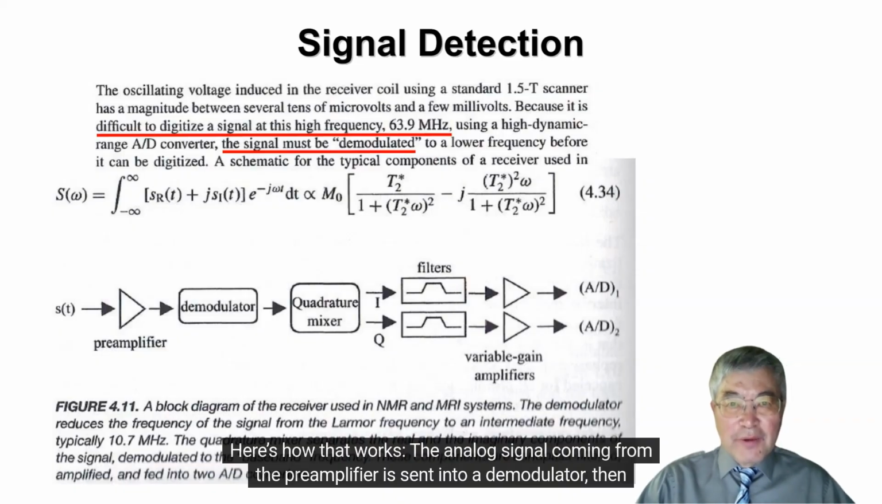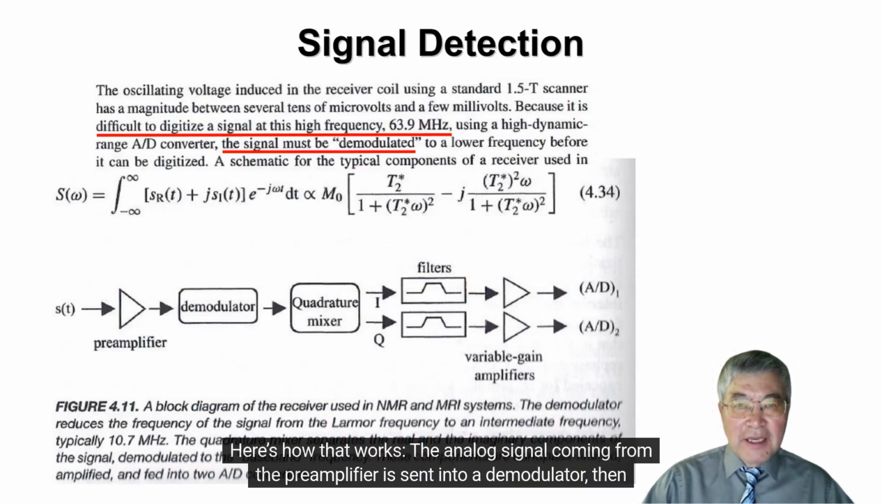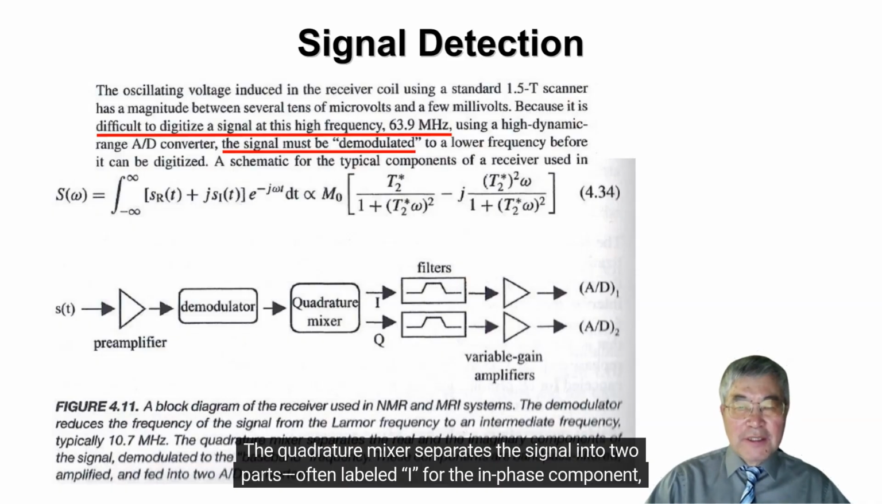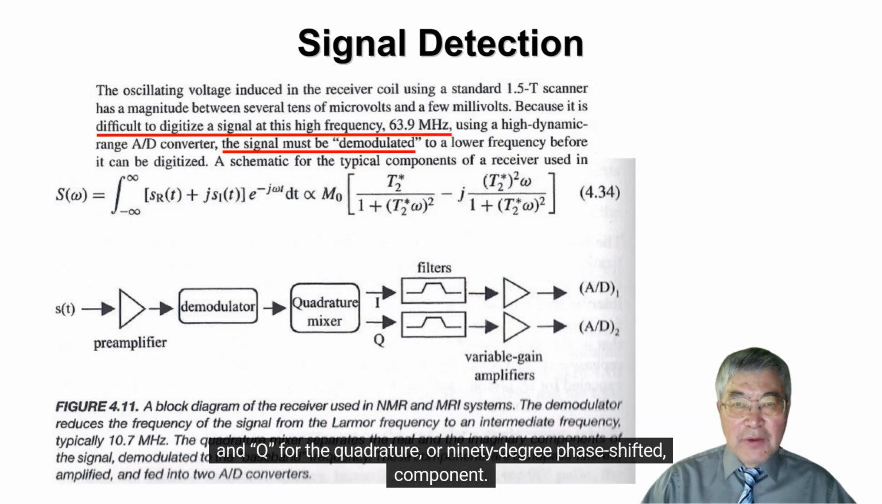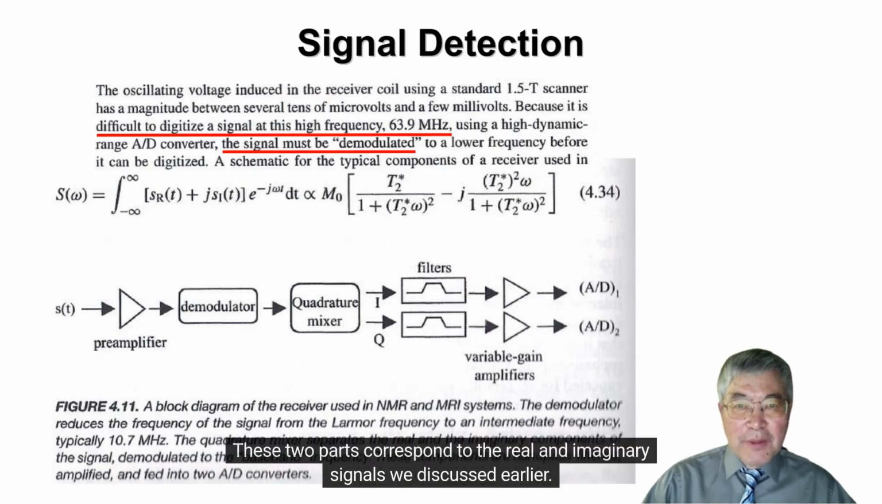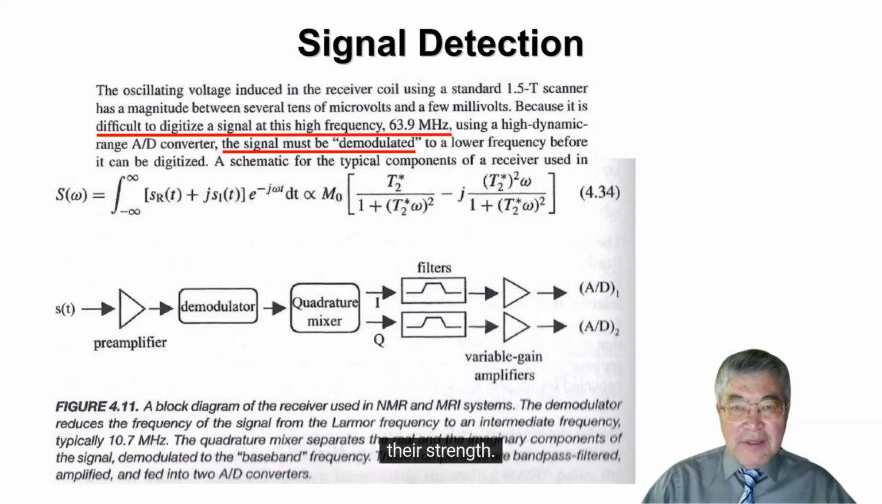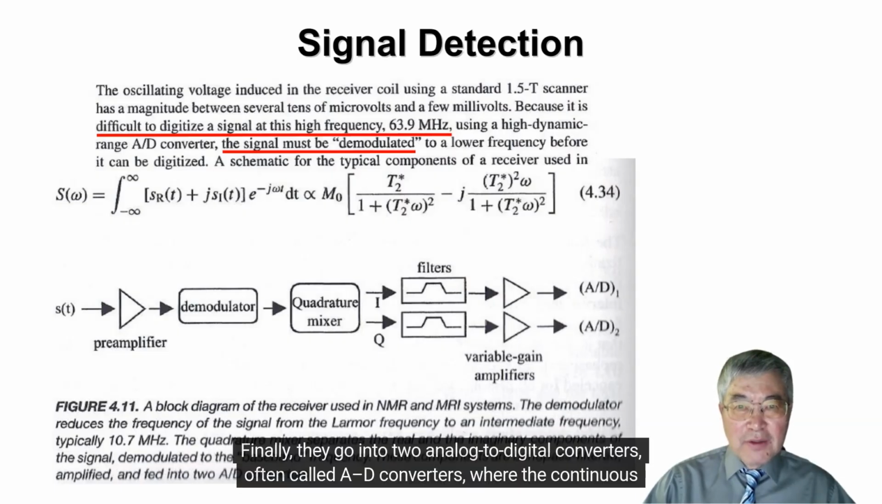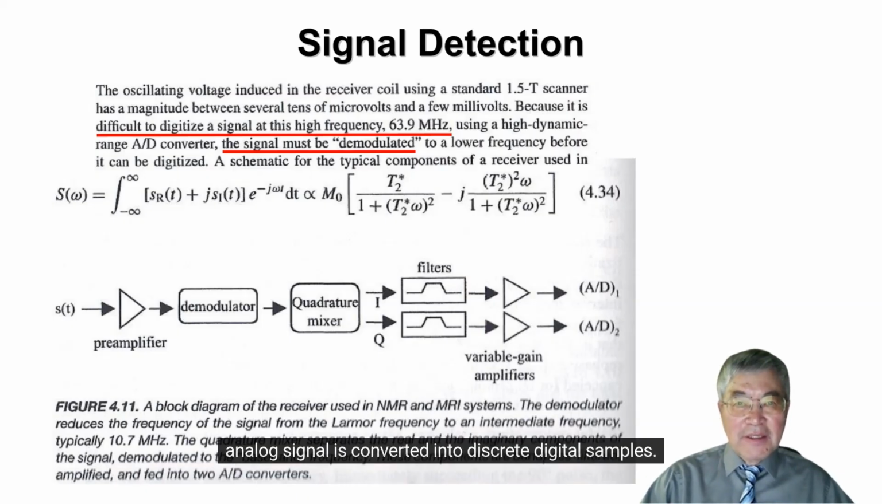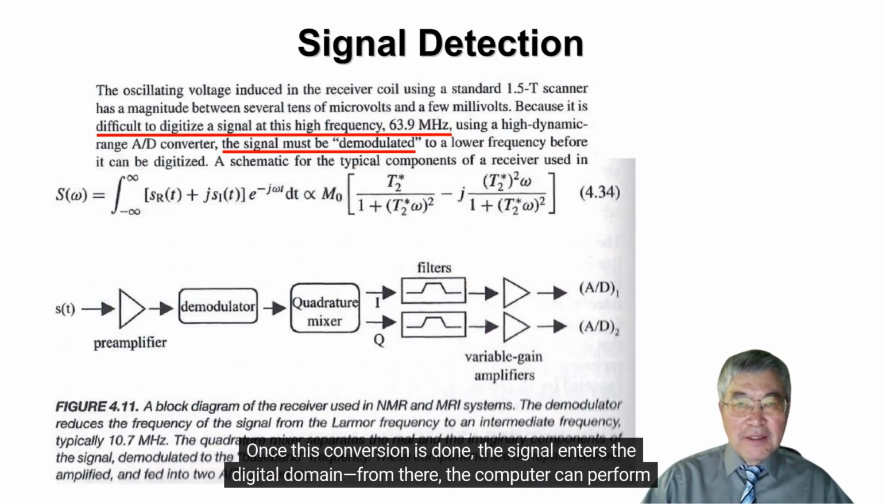The analog signal coming from the preamplifier is sent into a demodulator, then through a quadrature mixer. The quadrature mixer separates the signal into two parts, often labeled I for the in-phase component and Q for the quadrature or 90-degree phase-shifted component. These two parts correspond to the real and imaginary signals we discussed earlier. After that, the signals pass through filters and variable gain amplifiers to remove noise and adjust their strength. Finally, they go into two analog to digital converters, often called AD converters, where the continuous analog signal is converted into discrete digital samples. Once this conversion is done, the signal enters the digital domain.